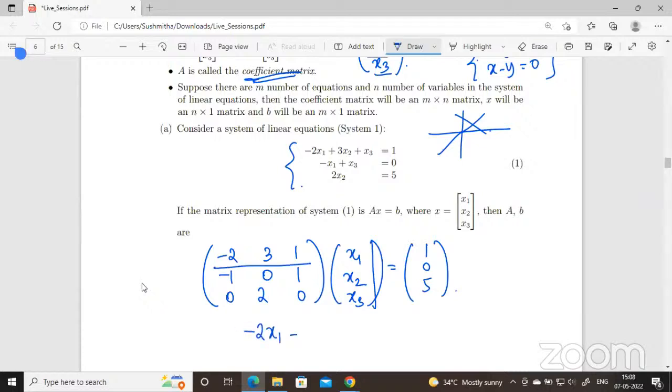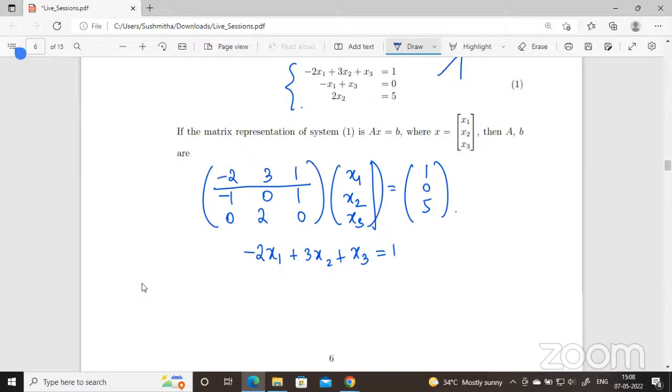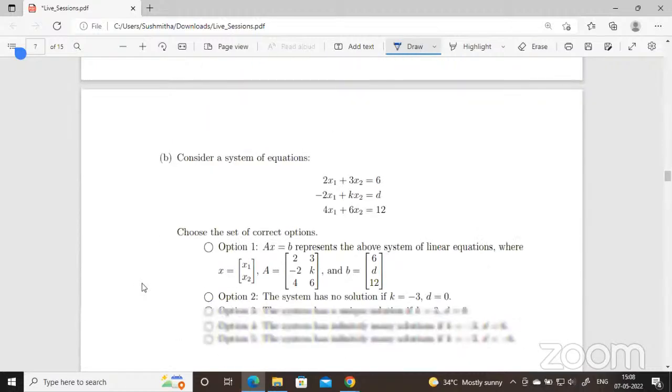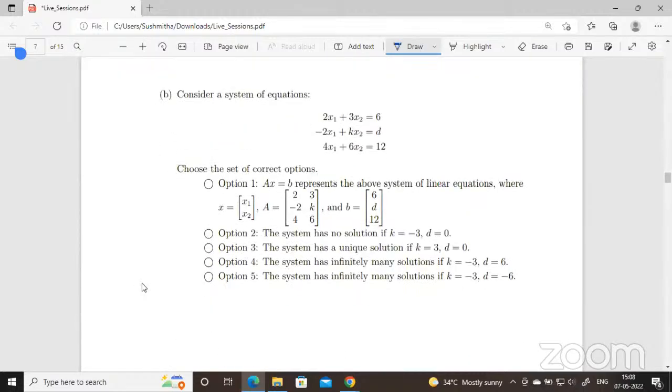So what you're doing here is just matrix multiplication. Minus 2x1 plus 3x2 plus x3 is equal to 1. If I take the last row, it's going to be 0x1 plus 2x2 plus 0x3 is equal to 5. Accordingly, you're just putting the coefficient matrix, and then trying to solve.